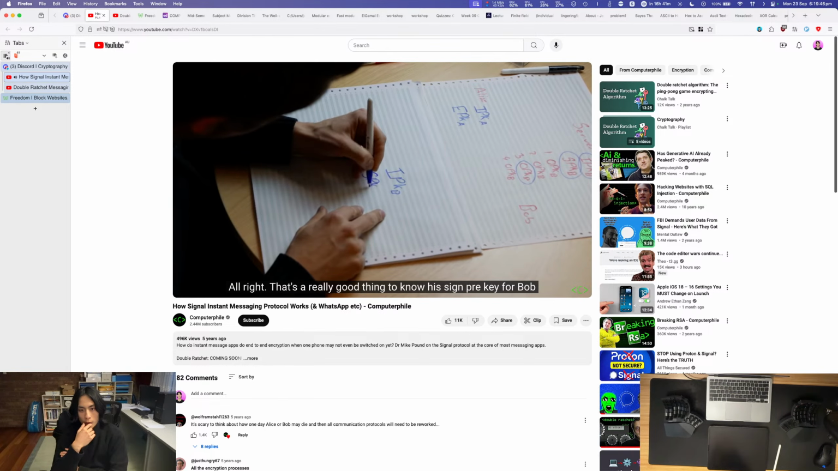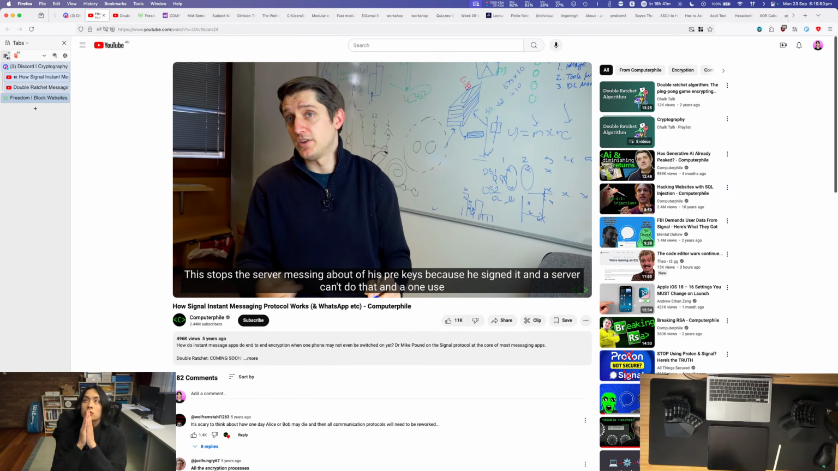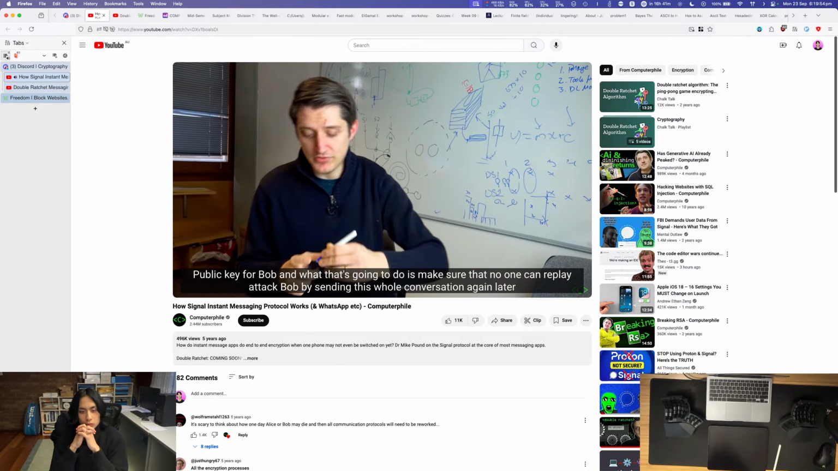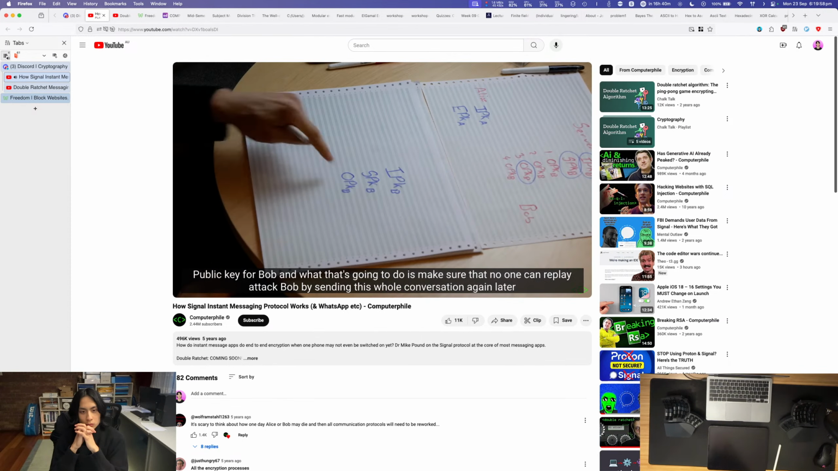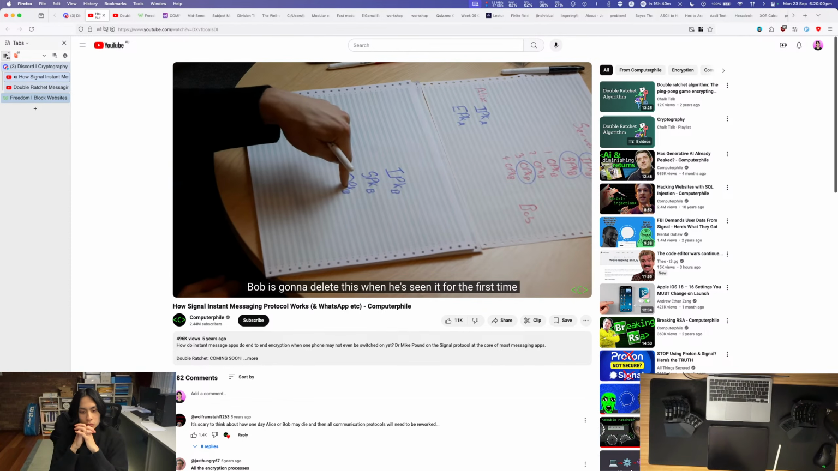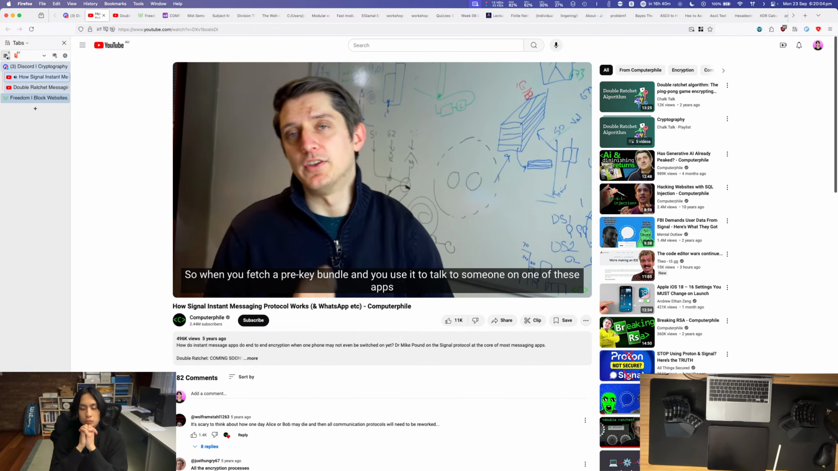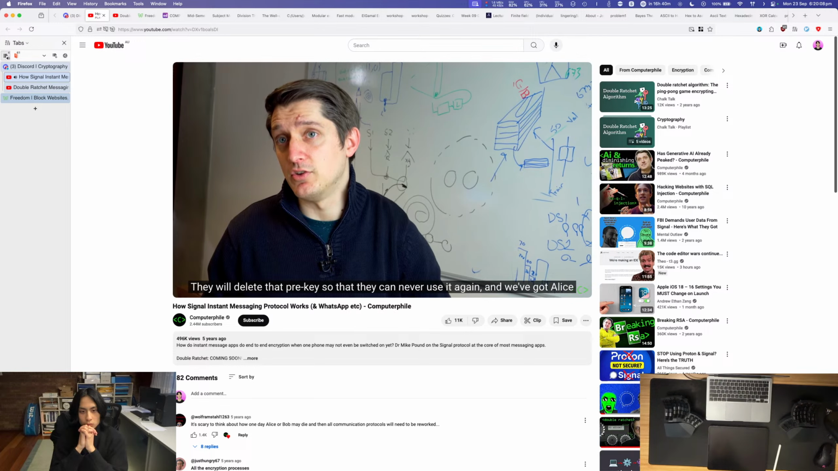His signed pre-key for Bob, this stops the server messing about with his pre-keys because he's signed it, and the server can't do that. And a one-use public key for Bob. And what that's going to do is make sure that no one can replay attack Bob by sending this whole conversation again later. Bob is going to delete this when he's seen it for the first time. So when you fetch a pre-key bundle and you use it to talk to someone on one of his apps, they will delete that pre-key so that they can never use it again.